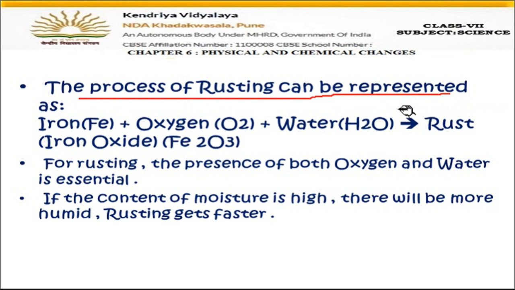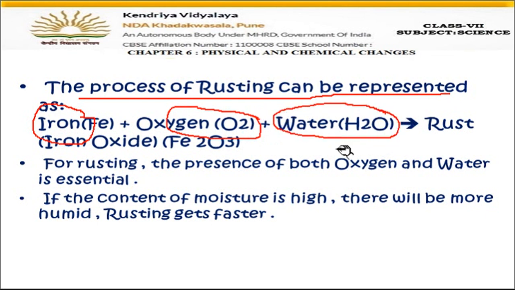Now let's see the next one: the process of rusting can be represented in reaction form. How to write it? See, what is needed for rust to form? First thing we need is iron. If an iron object is kept outside in the open air, what is present? Oxygen is present, right? Water droplets are present in the air. So when these three, iron, oxygen and water, react with each other, then rust is formed. That red color substance is formed.